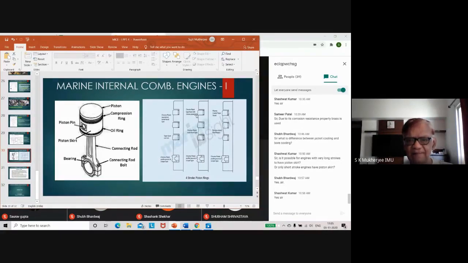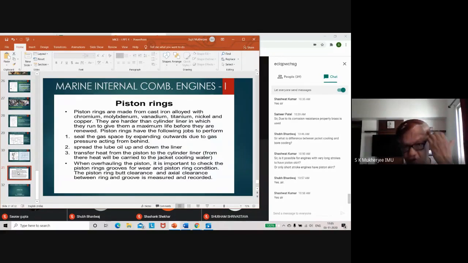And these are the various types of piston rings which are there. Some are coated with ceramic, some are coated with chromium. So these help in reducing the wear of the piston ring. Piston rings are made from cast iron alloyed with chromium, molybdenum, vanadium, titanium, nickel, and copper. These are in very small proportions, but the key element is cast iron. They are harder than the cylinder liner in which they run, to give them maximum life before they are renewed.